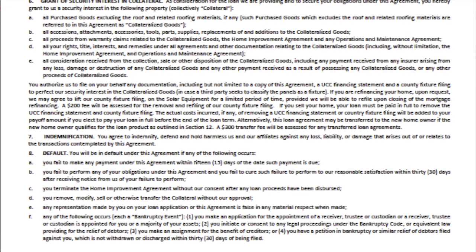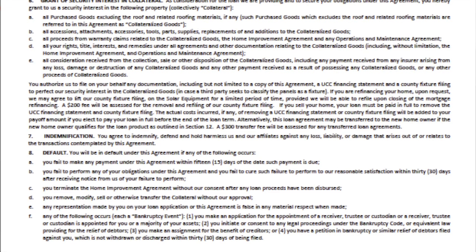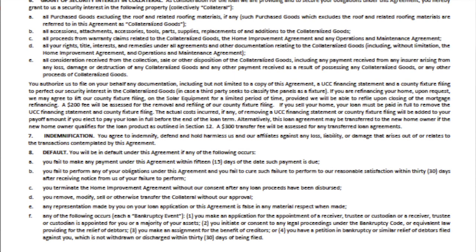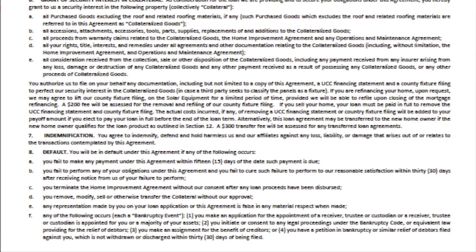So here's another reference. So grant of security, interest, and collateral. So again, the purchase materials are the solar system, right? So the loan is for the solar system itself. It's not against the home at that point.